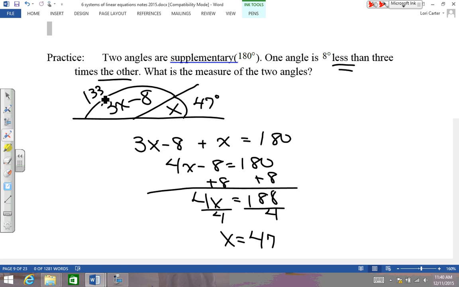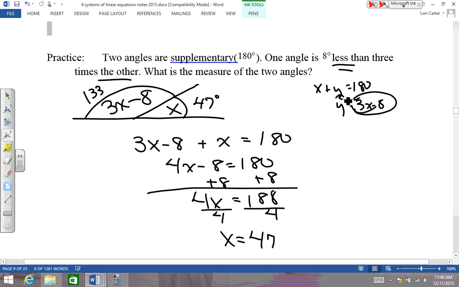Because you know that this is x plus y equals 180. And you know that y is equal to 3x minus 8. So you took the 3x minus 8 and you plugged it in for y. So you did the substitution without writing the problem. Am I going to be okay with that? Yep. But that is the substitution. Making sense? Yeah. All right.